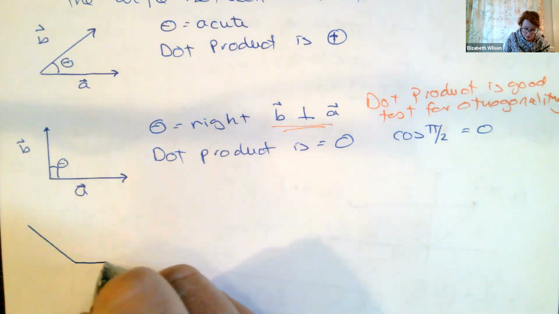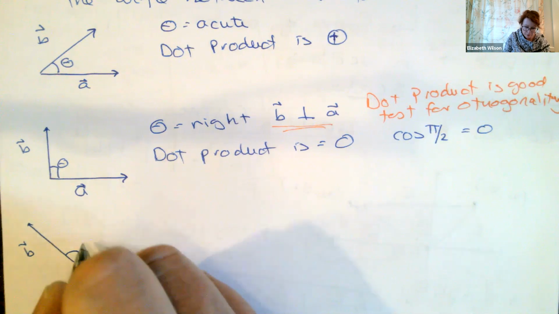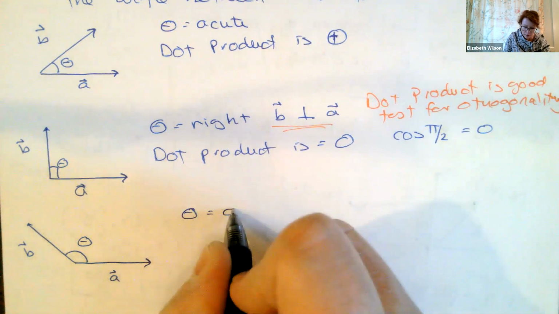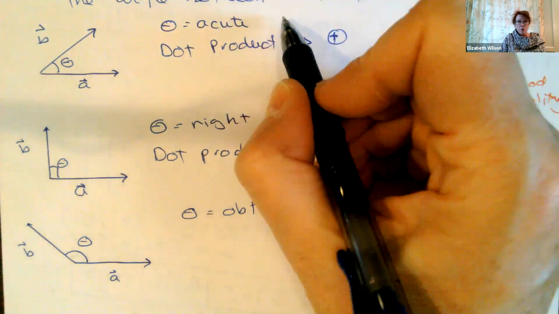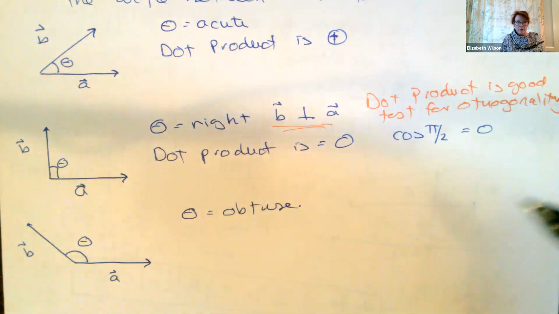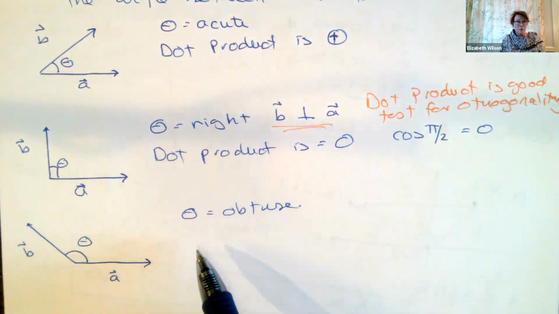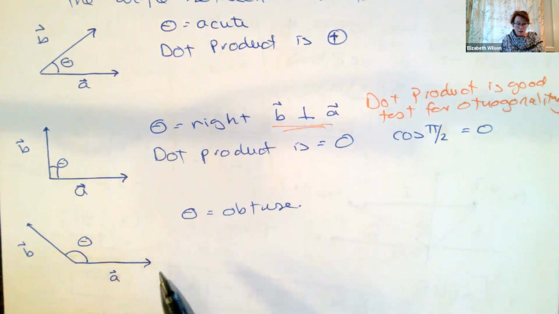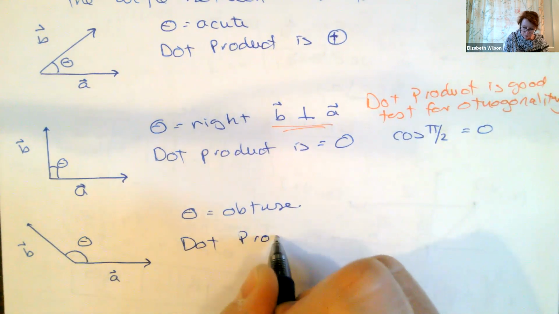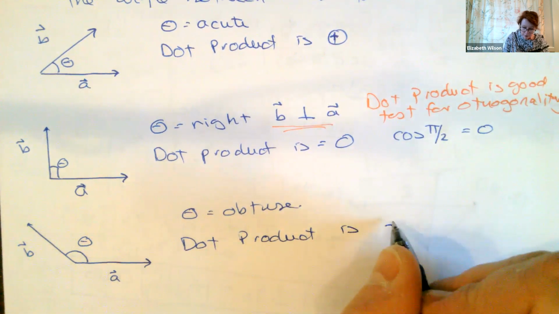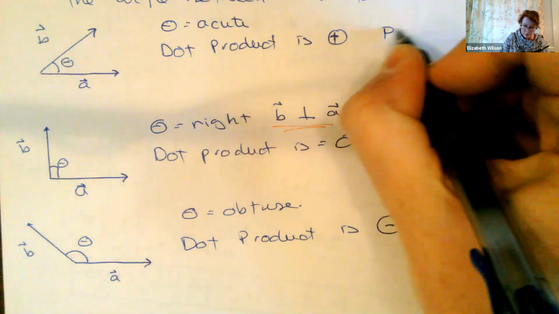Let's draw out our last case. B, here's theta. So theta is an obtuse angle. Acute means it's in the first quadrant, between 0 and pi over 2. Right angle means our theta equals pi over 2. Obtuse means the angle is between pi over 2 and pi, 90 and 180 degrees. In this case, our dot product is negative. I'll write this down, this is positive.